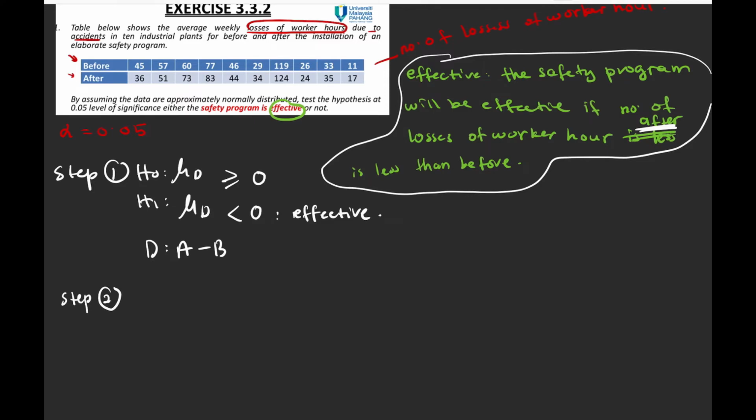Okay, step number 2, you have to find the D first. D is equal to after minus before. Terbalik. 36 minus 45 is negative 9. 51 minus 57, negative 6. And then here is 13. Here is 6. Negative 2. 5. 5. Negative 2. 2. 6.